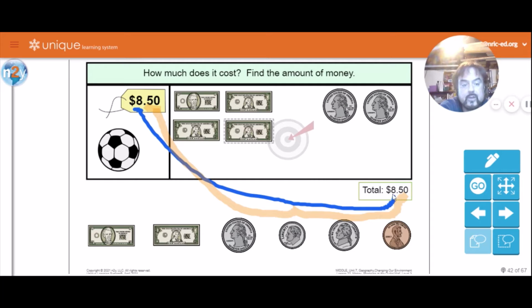You can see that the number here on the left side of the decimal point changed to 8 because we put a 5 plus 1 is 6 plus 1 is 7 plus 1 is 8. So you get your $8 here, and you have your 50 cents here.